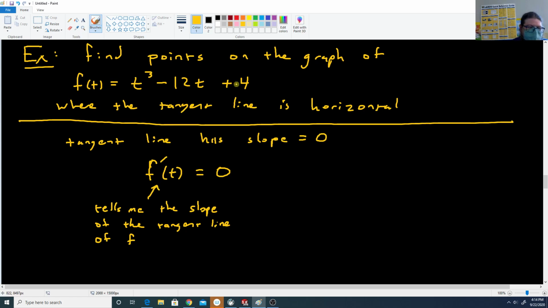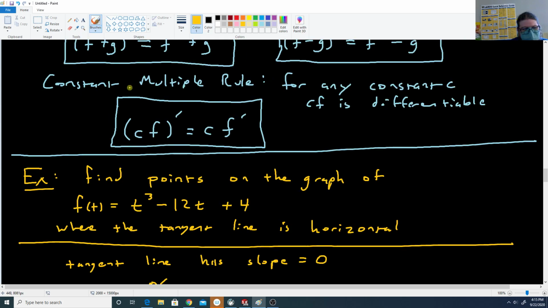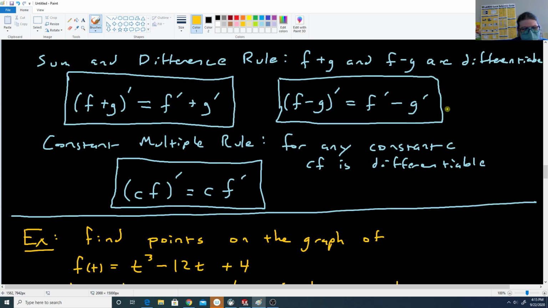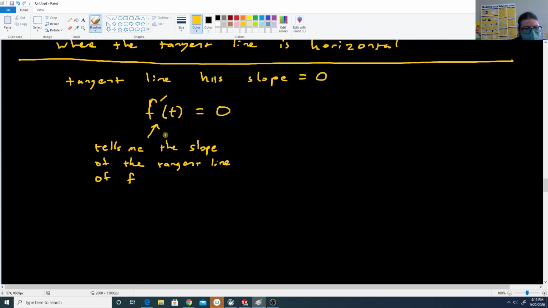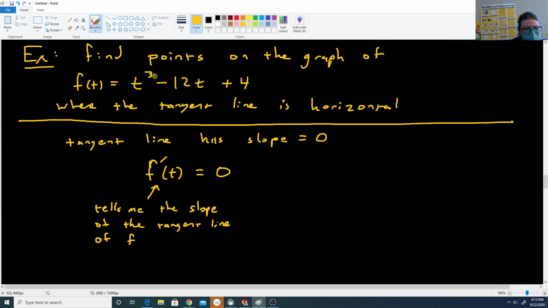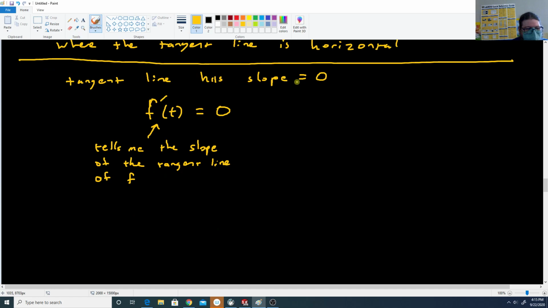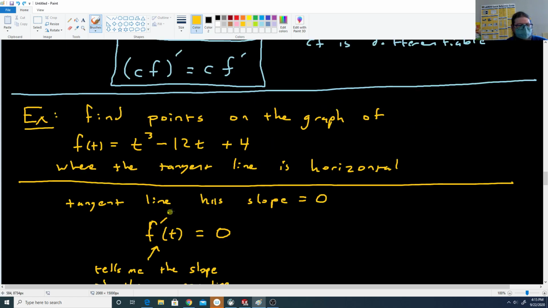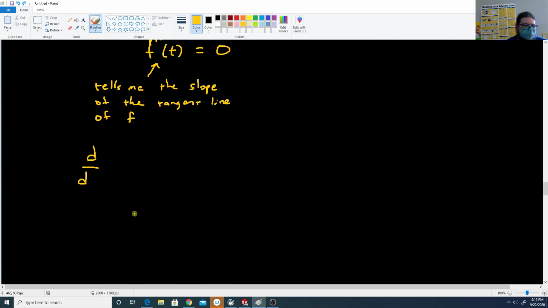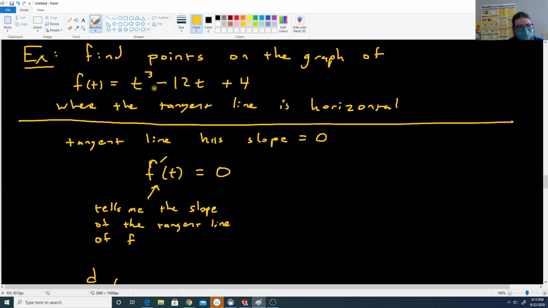So I want to take the derivative of this expression here. Now, I'm going to switch over to Leibniz notation to make the next step, where I start breaking stuff up, a little clearer. So I want to take the derivative of t cubed minus 12t plus 4. D dx means I want to take the derivative with respect to our variable. Our variable here is t, so instead of d dx, it would be d dt. I want to take the derivative of the expression in the parentheses with respect to t.